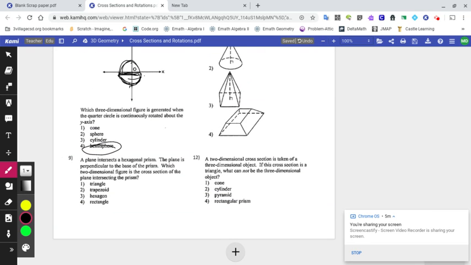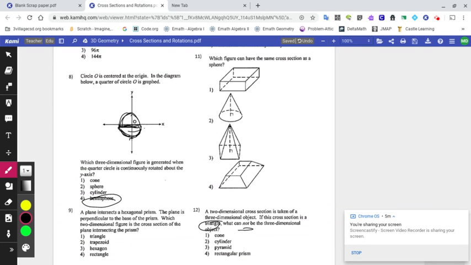And then the last one: a two-dimensional cross-section is taken of a three-dimensional object. That means we're slicing it through, just like some of the other questions on this packet and the other one. This cross-section is a triangle, which cannot be the three-dimensional object. Well, we know if we slice a cone vertically through its vertex, if I slice number 11 vertically through its vertex, let's see if I can draw this, kind of like that, that cross section is going to be a triangle. A cylinder, that's going to be your answer.